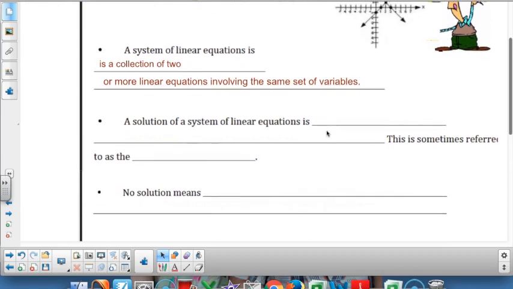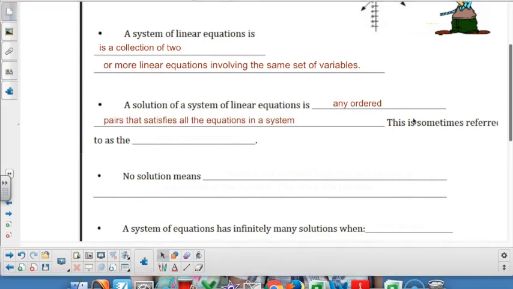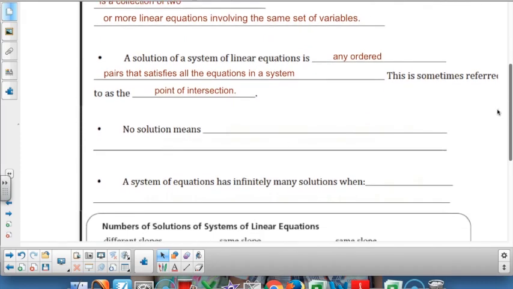The solution, we're not going to be just looking for an x value now because we have 2 variables, so we have to have 2 numbers in our solution. A solution of a system of linear equations is any ordered pair that satisfies all the equations in a system. I'll show you what that looks like in a moment, but for now it's sometimes referred to as the point of intersection, meaning we're going to graph 2 lines, and it's the point where those 2 lines cross.